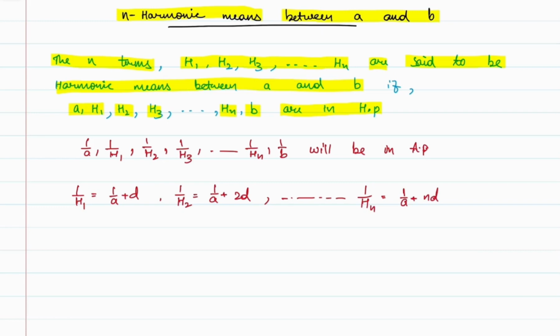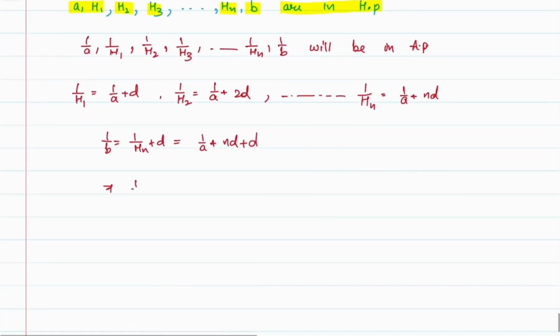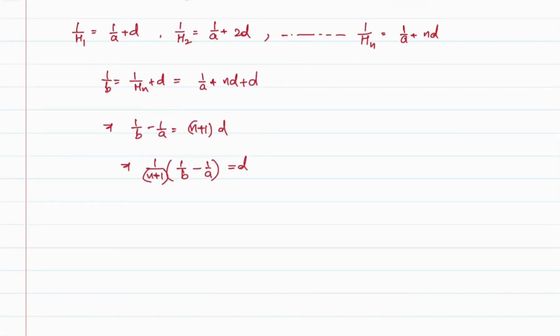Now the successive term of 1 by hn is 1 by b. So 1 by b will be equal to 1 by hn plus d, that will be equal to 1 by a plus n into d plus d. Now when you take 1 by a to the left hand side, we get 1 by b minus 1 by a is equal to n plus 1 into d. Now dividing by n plus 1 on both sides gives 1 by n plus 1 into 1 by b minus 1 by a is equal to d. Therefore, the common difference of this AP will be equal to 1 by n plus 1 into a minus b by a into b.